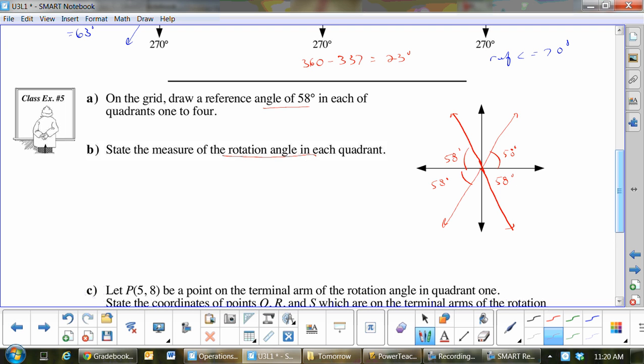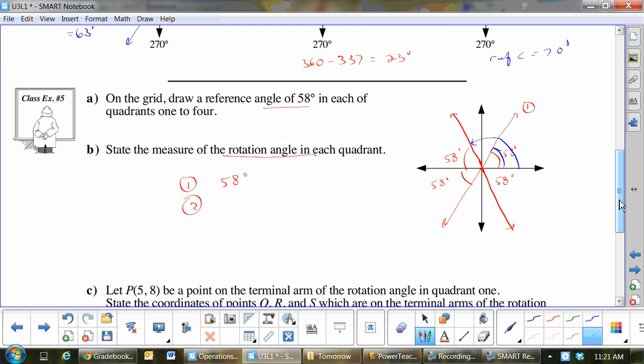Now there is a way to memorize this, but let's not. Let's just kind of look at it. And let's do our rotation angles, okay? So what would be the rotation angle here? It would be 58 degrees. So again, like I said, rotation always equals reference in quadrant 1. It should. It makes sense, right? Quadrant 2. How would you find... Now remember what we're looking for. This is the first angle I want. This is my second angle. What is that angle?